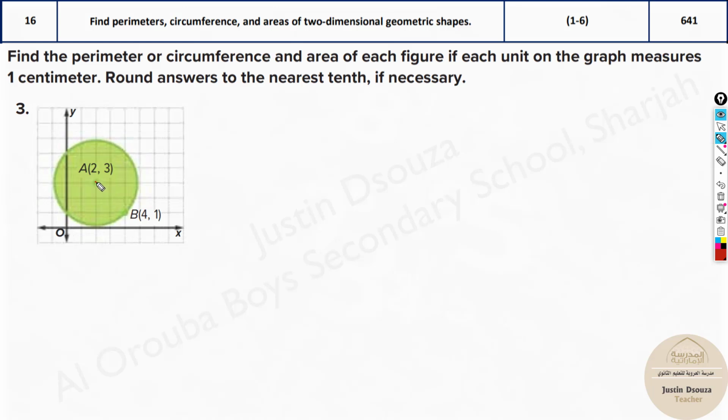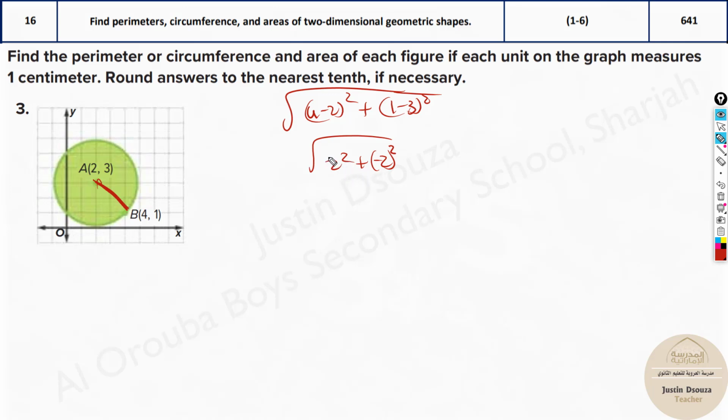Now here you cannot directly find the radius, but the points are given. Just use the distance formula. So I'll directly substitute into the formula: x2 minus x1, 4 minus 2, the whole square, plus 1 minus 3, the whole square. Now you'll get 2 squared plus 2 squared again, it will be minus 2 squared.